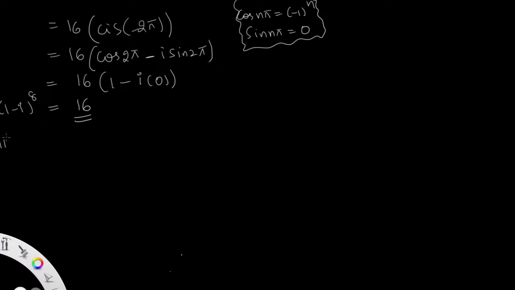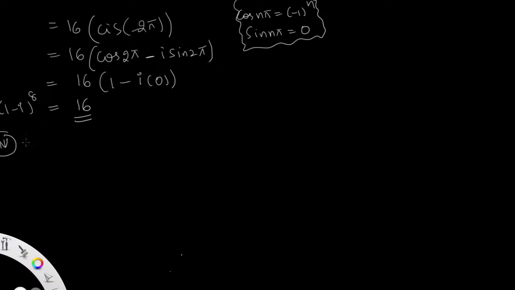In the next problem, the fourth question is there. Just a simplification, don't write anything. Cos n pi is minus 1 whole to the power of n, and sin n pi is 0. Just to simplify, if n is even, the value is plus 1. If it is odd, the value becomes minus 1.